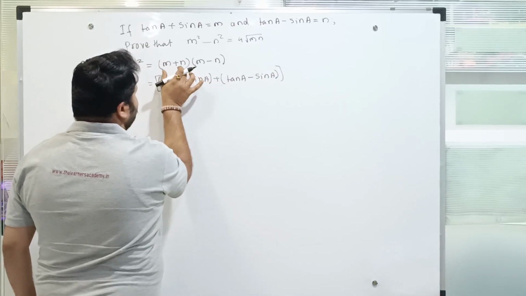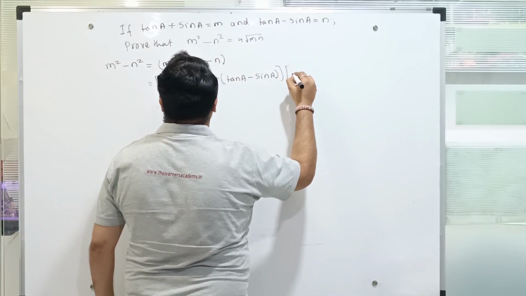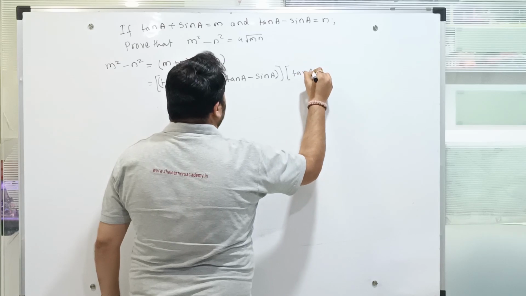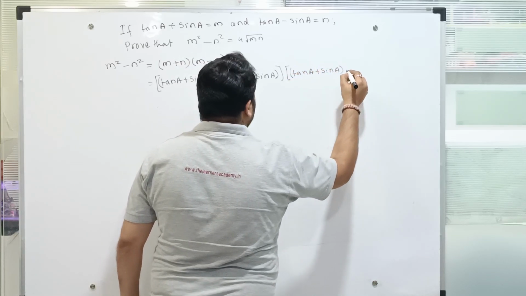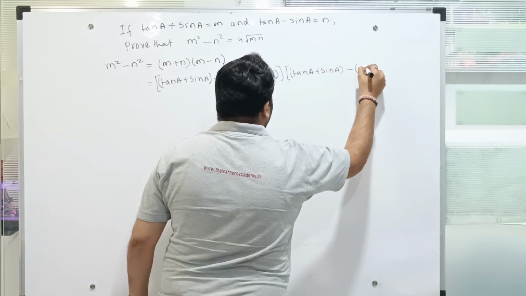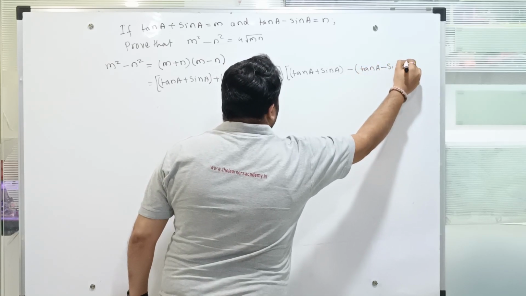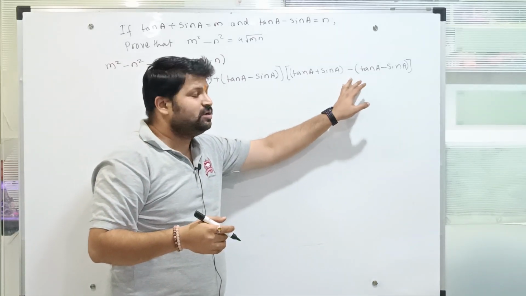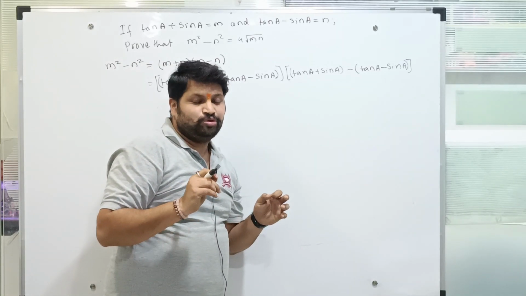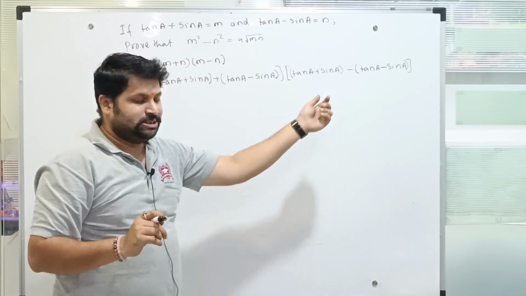This would be my m plus n, and I would multiply it out by tan A plus sin A minus tan A minus sin A. Now the reason I have used some extra brackets is because there is a minus sign here, and many students goof it up when it comes to putting minus signs like this.